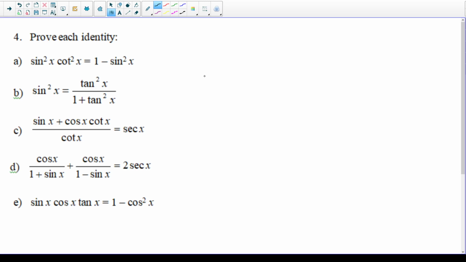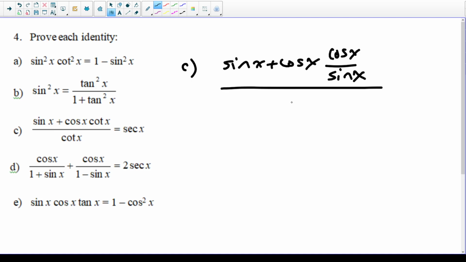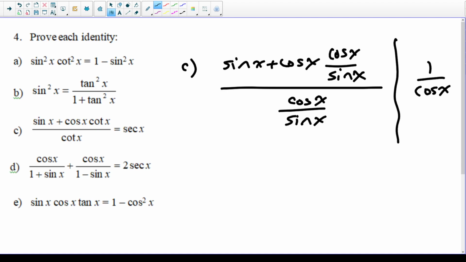Let's do C. Sine x plus cos x. Now I'm going to immediately write cotangent x as cos x over sine x. And that's all divided by cotangent x, which is also cos x over sine x. And the other side is secant x, which is 1 over cosine x. Not sure if some of you are starting to gain my hate for the reciprocal secondary trig functions.